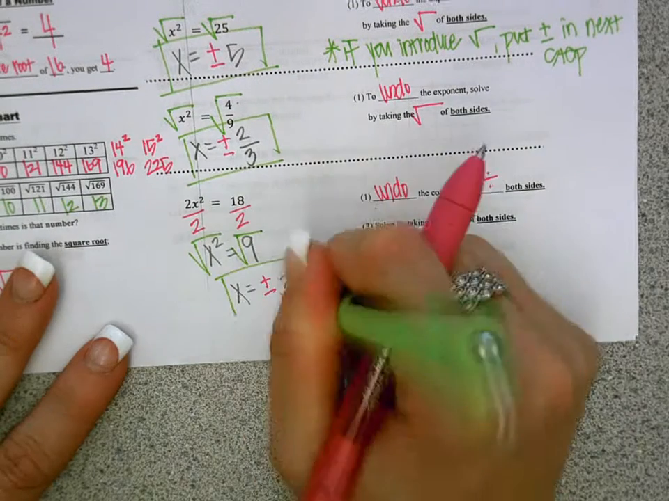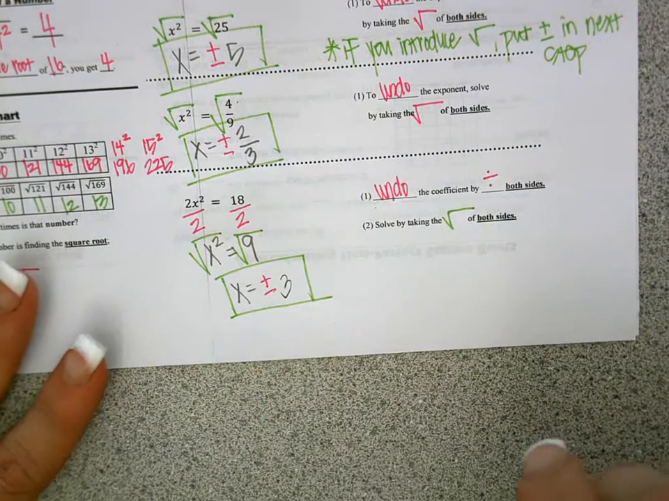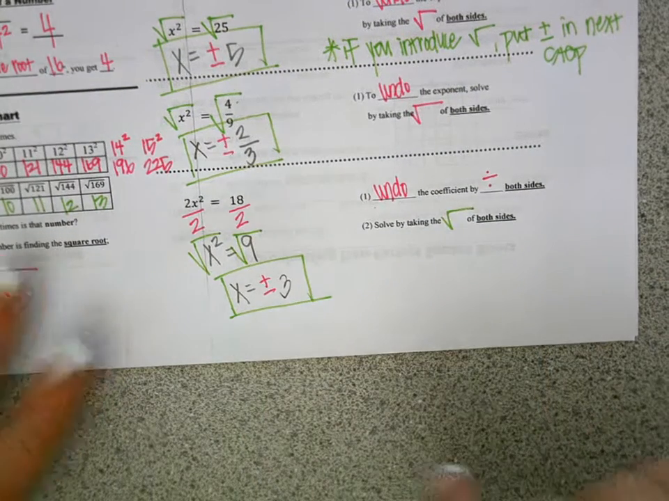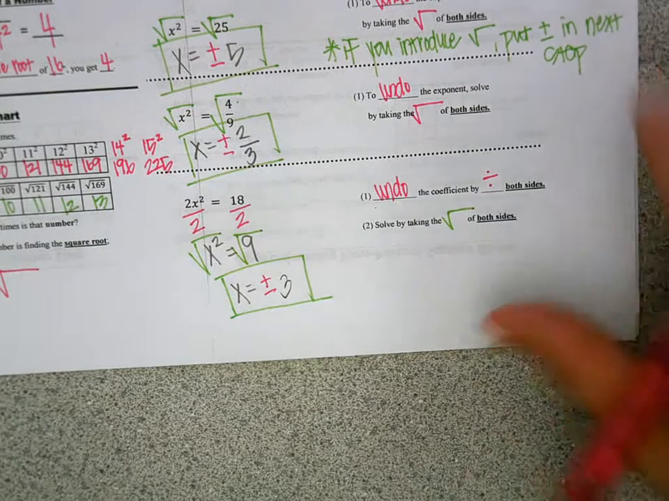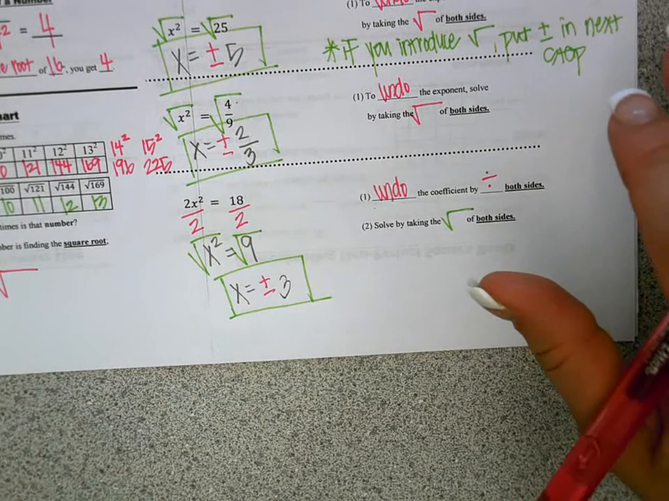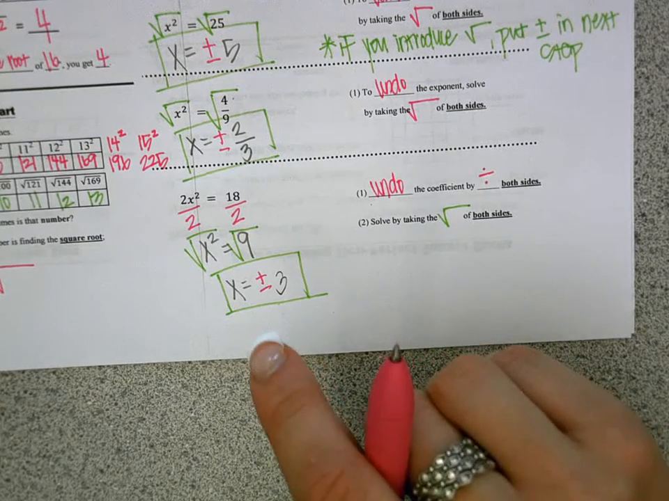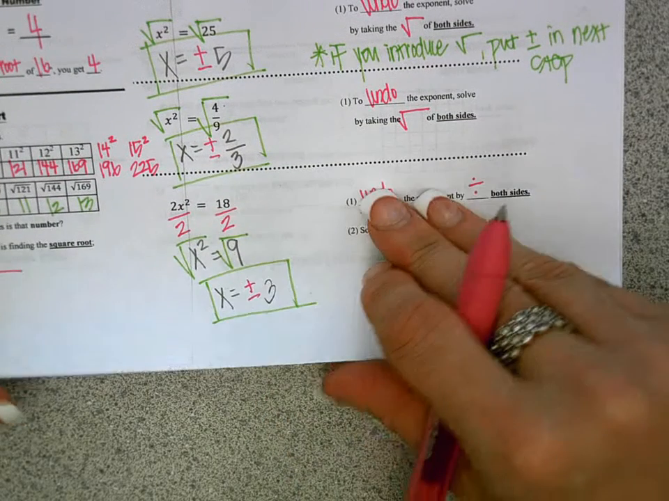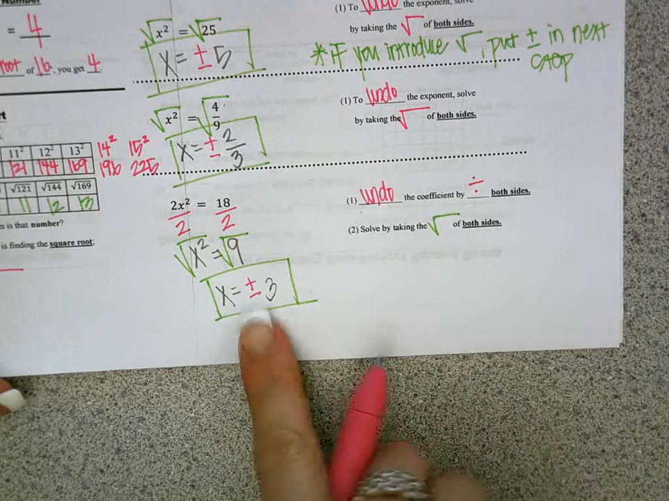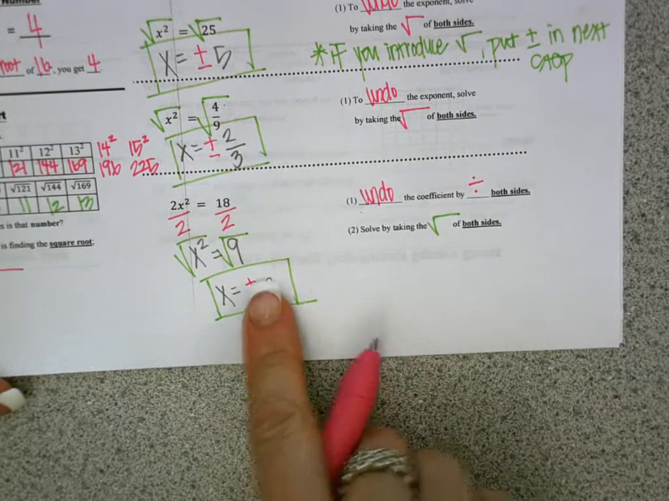You have to write both of them. If you do not write both of them, it will be wrong. So if you write both of them, you're right. Yeah, so if you introduce the square root, you have to put in plus or minus. Write both and it's right? You have to write just like this. That's positive 3 and negative 3.